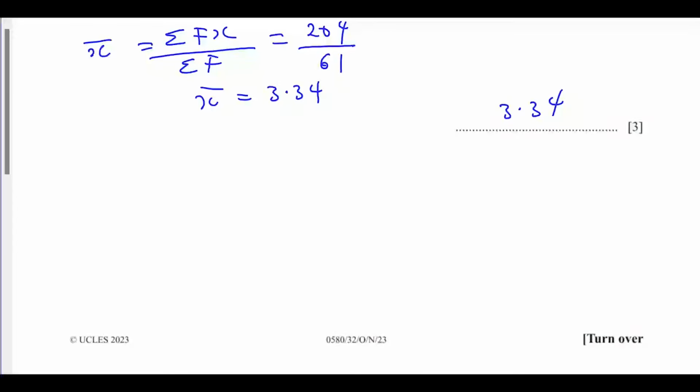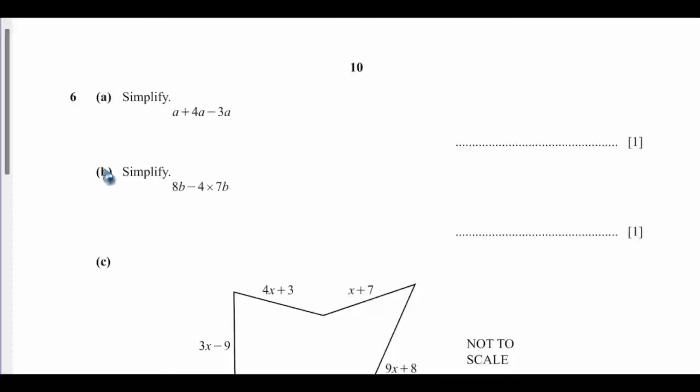That will be question 6a. Simplify this. This and this add up to 5a. 5a subtract 3a. That will give you 2a. Simplify this. You have to do multiplication first by following the rule of BODMAS. That will be 8b minus 28b. And that will be negative 20b.